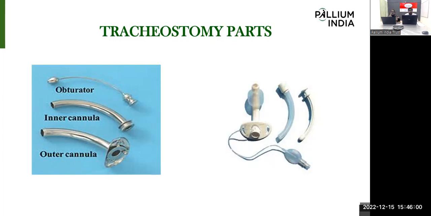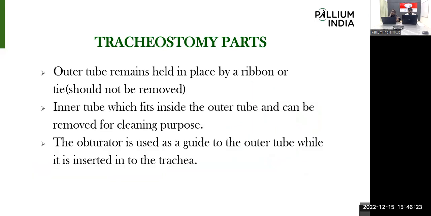Thank you, sister. Here, on the obturator also: while doing the tracheostomy procedure, we use the obturator as a guide for the pathway, along with the outer cannula, because its tip is not sharp, it's a blunt surface. So it's easier to find the pathway without causing an injury. So these are all the actual parts of the tracheostomy, which we already discussed.